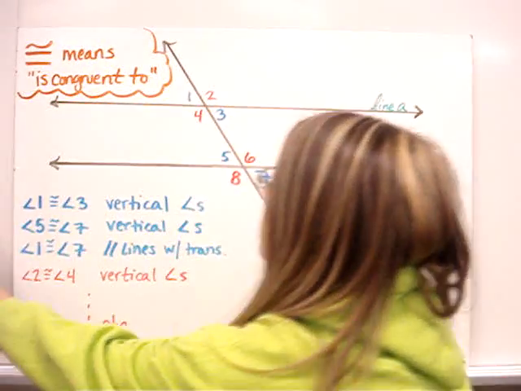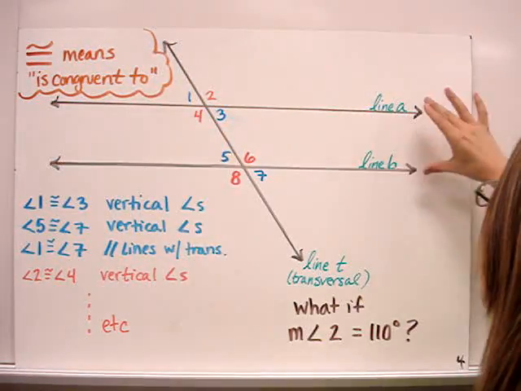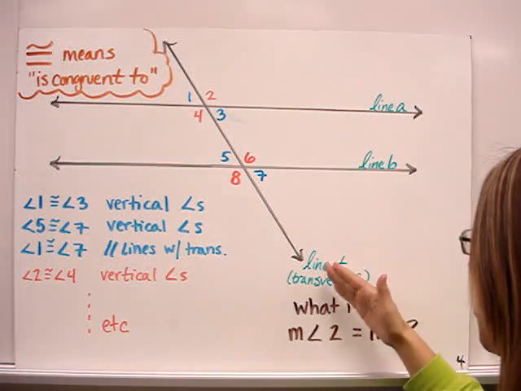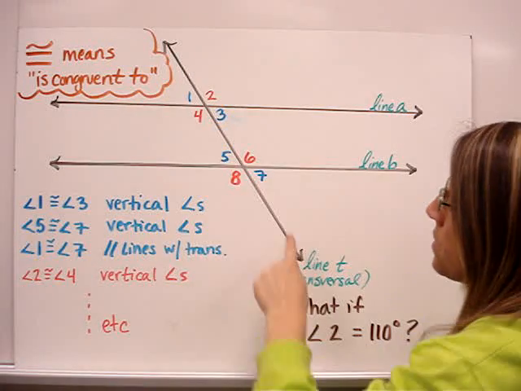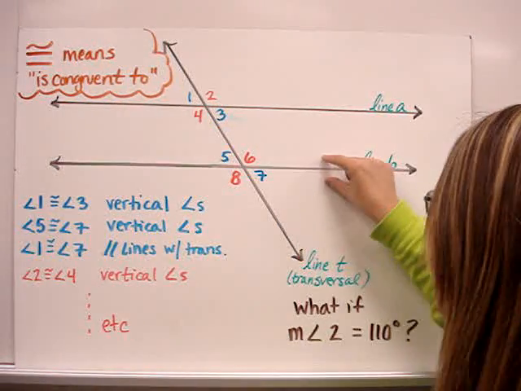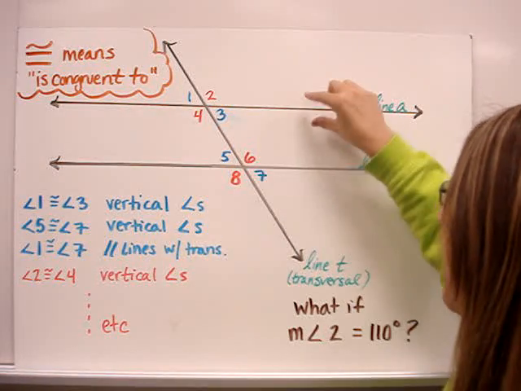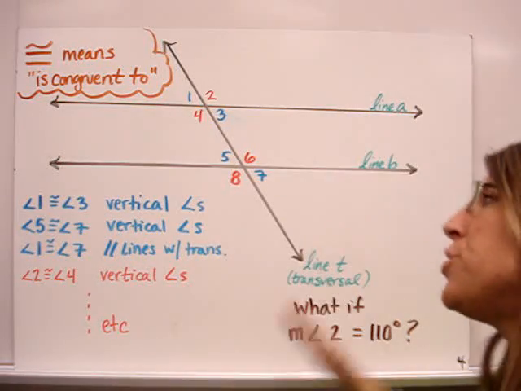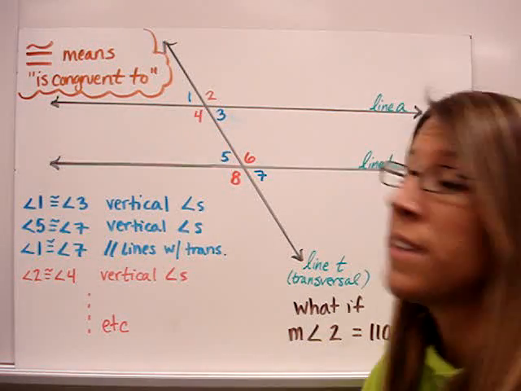So here's a look at this. I've got two parallel lines. I've called them line A and line B, and they are intersected by a transversal. This is the transversal because it's the one intersecting two or more lines. This is not a transversal. This is only intersecting one line. This line A only intersects one line, but line T crosses two lines. So that is the transversal.